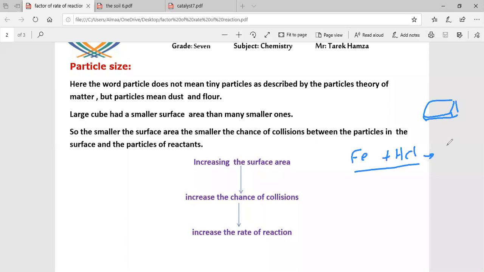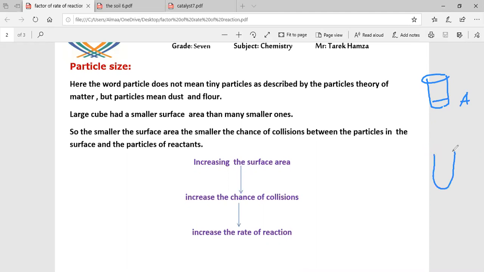The products here are FeCl2 and hydrogen gas is released. This is two test tubes, A and B. Put the same amount of HCl here in test tube A and test tube B.